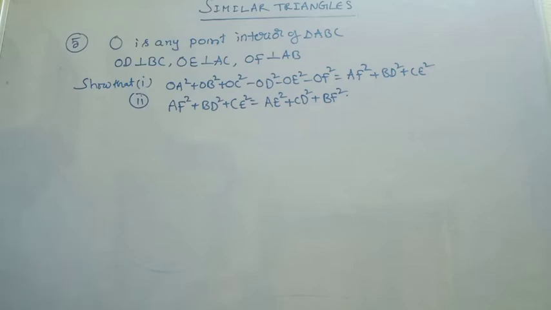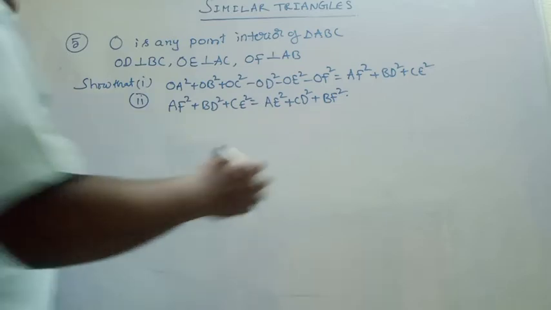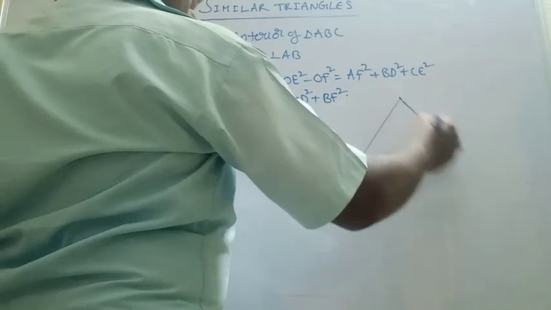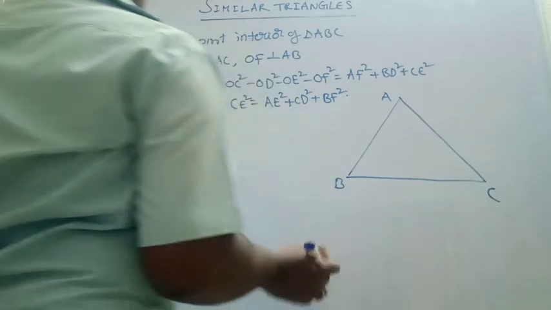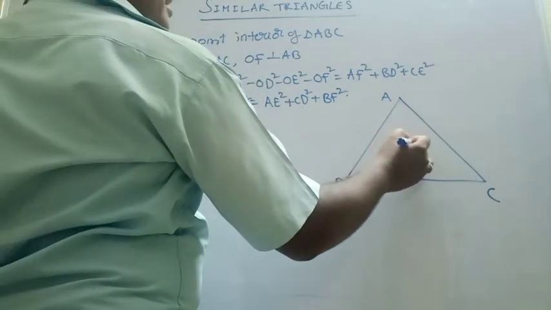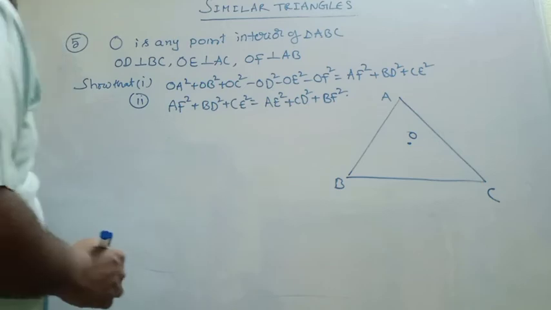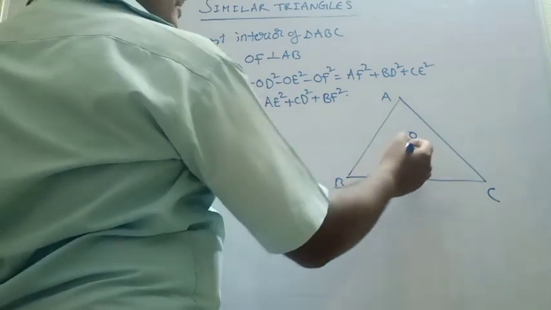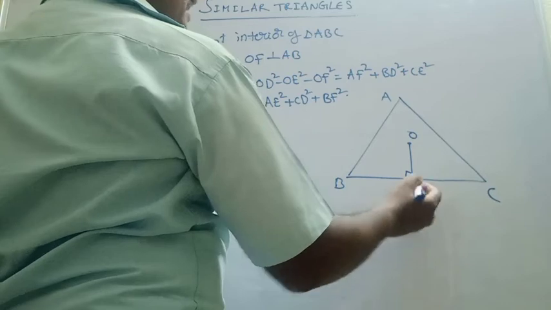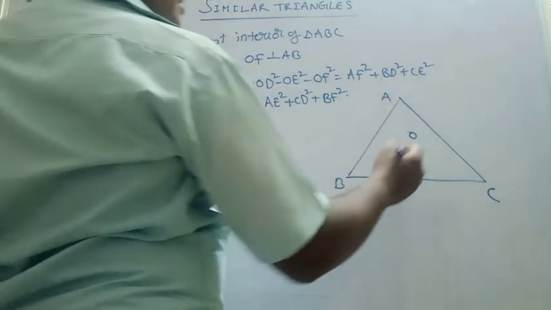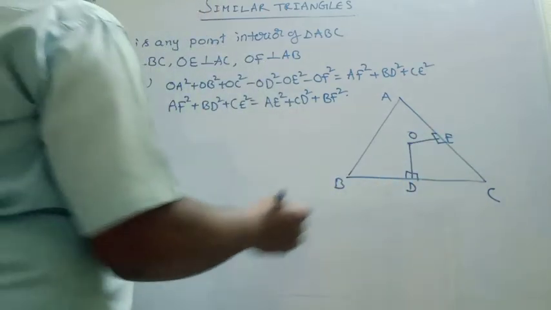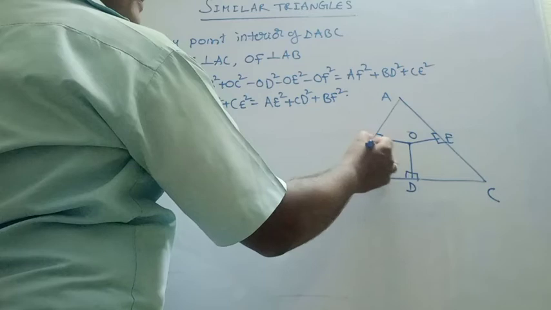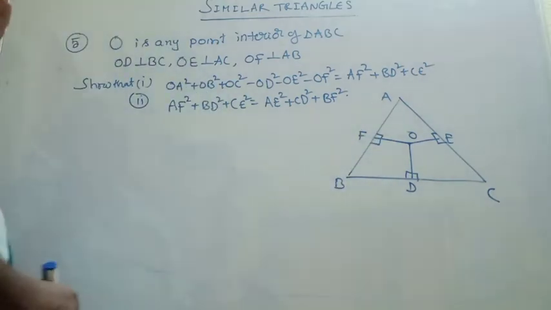Right, my dear students, here we have ABC, a triangle. Now O is any point interior of triangle ABC. OD is perpendicular to BC, and OE is perpendicular to AC, like this. And OF is perpendicular to AB, like this. This is what we are having here.